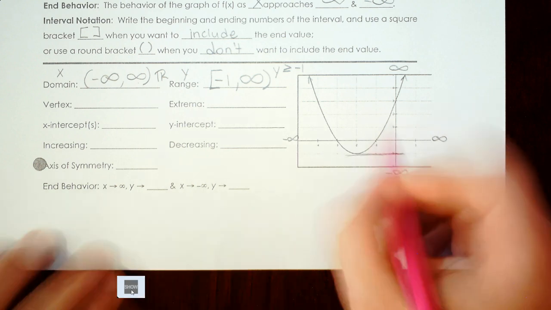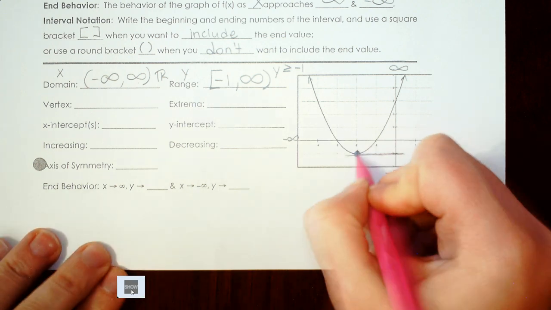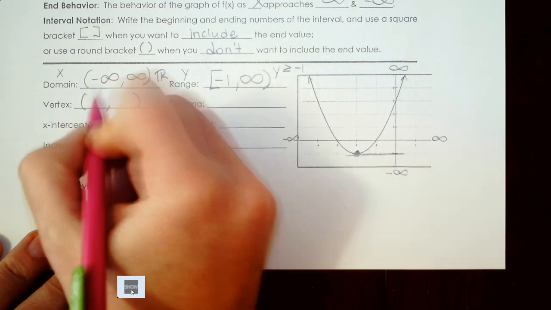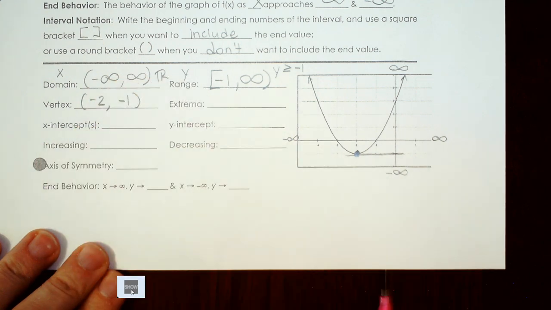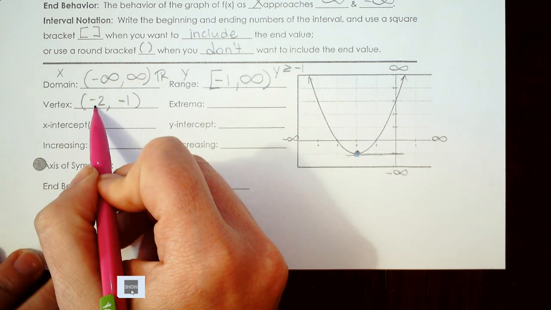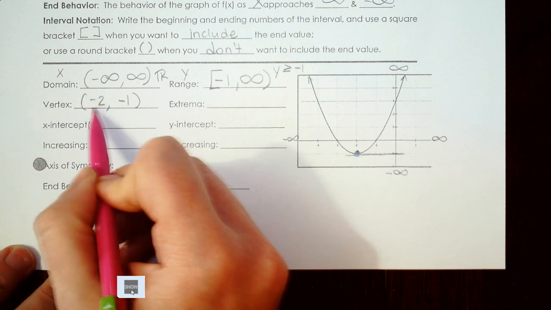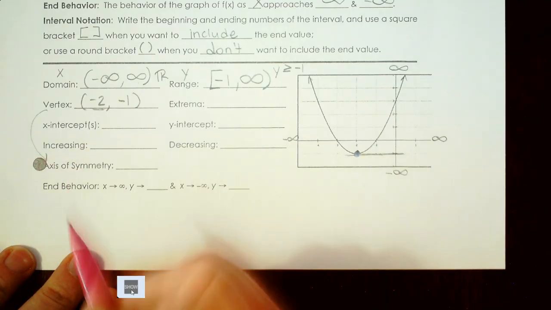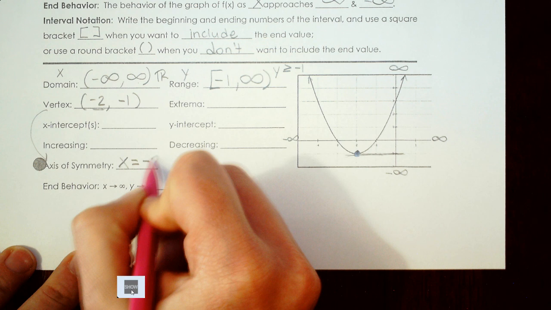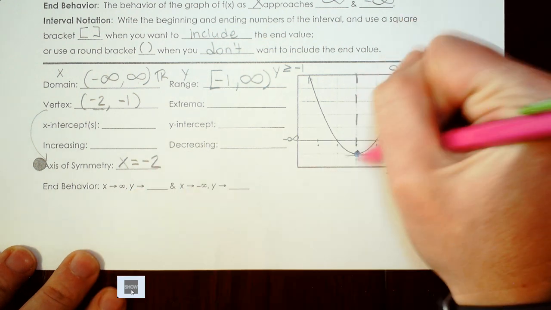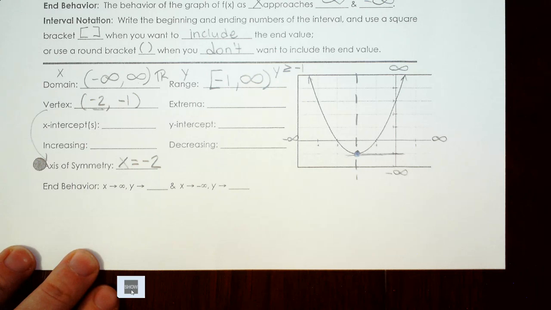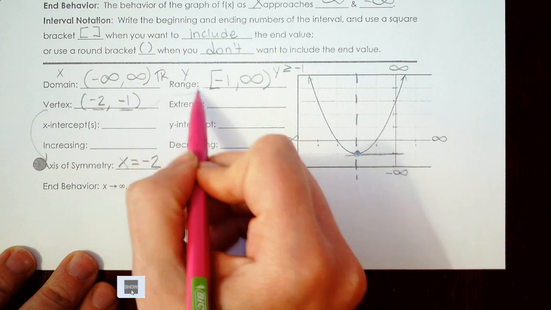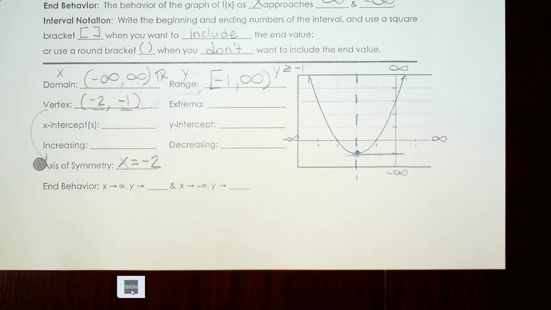All right, the vertex is this point right here where it changes direction, and we name that as a coordinate pair. So that would be -2, -1. And then your vertex tells you a lot of information. The first number, the x, tells you your axis of symmetry. So axis of symmetry is x equals -2. That's that invisible line that goes right through your vertex. The other number in your vertex should match one of the numbers in your range, either the highest or the lowest number.